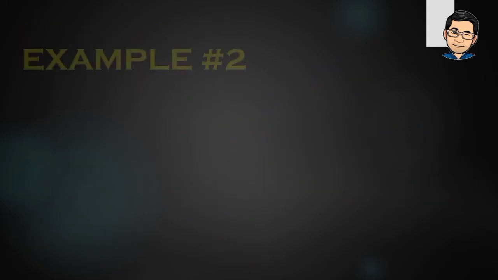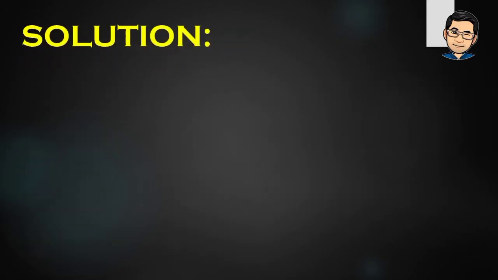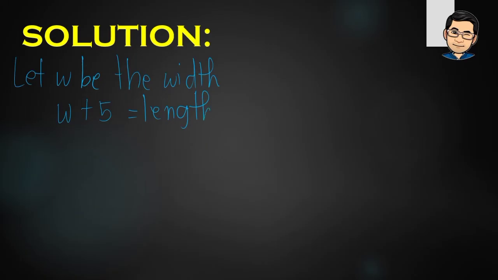So, let's have example number 2. The area of a rectangular garden is 84 square feet. The length of the box is 5 more than the width. So, the solution will be, let W be the width. And then, since mas mataas, mas mahaba ng 5 feet yung length niya, magiging W plus 5. Ito yung kanyang length. So, ina-express natin yung area in terms of W.